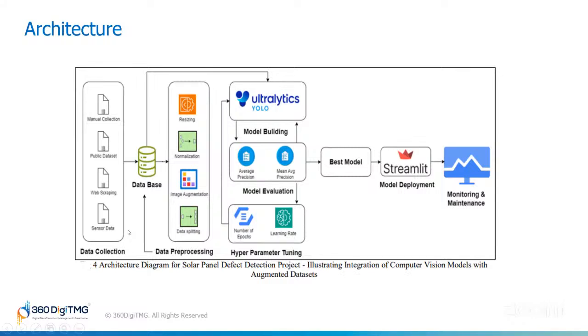After data collection, we pushed the data into the S3 bucket. For safety and security, we are using the S3 bucket. Through the S3 bucket, we performed some data pre-processing: resizing, normalization, image augmentation and data splitting. After all this pre-processing, we again pushed the data into the S3 bucket. Through the S3 bucket, we access our data and perform the model building.